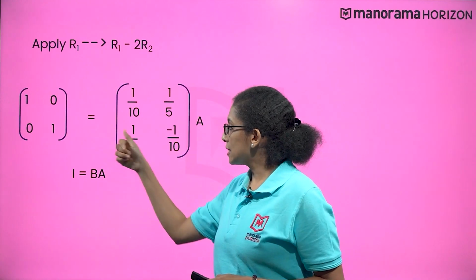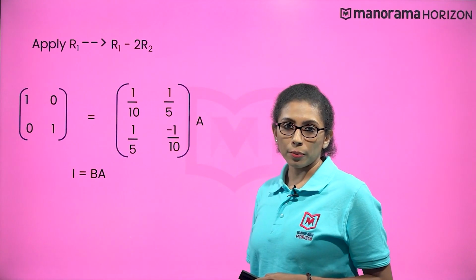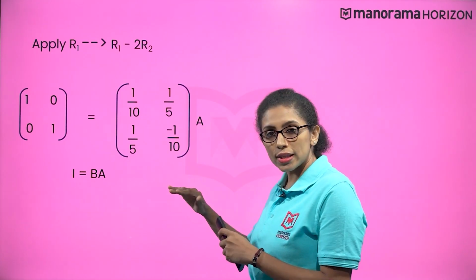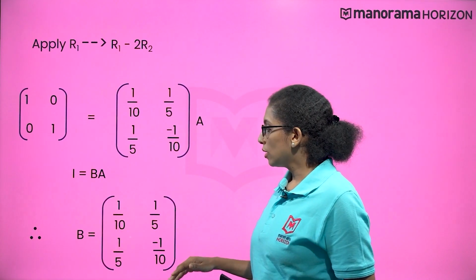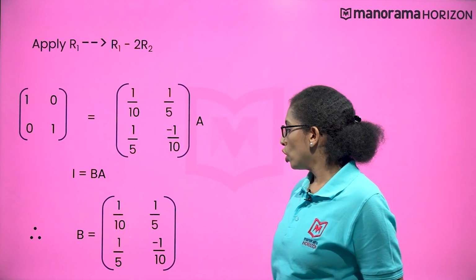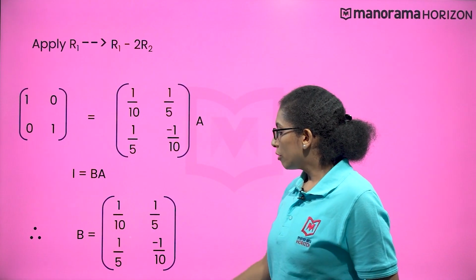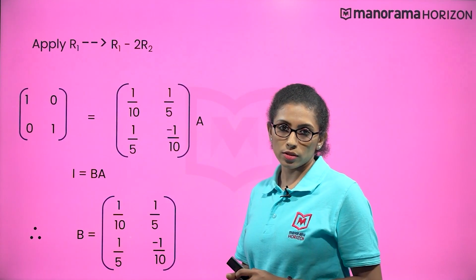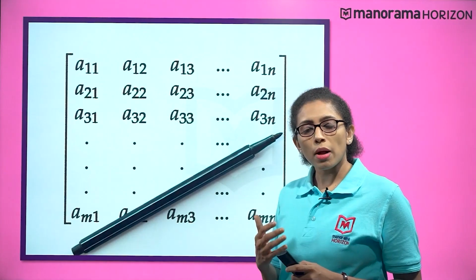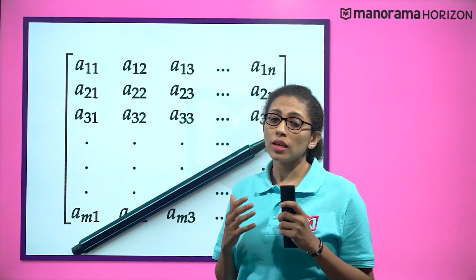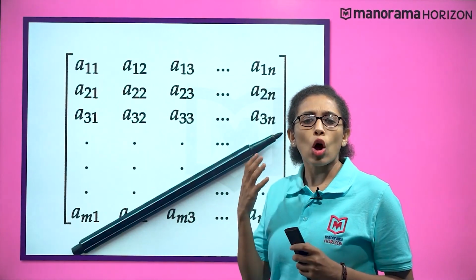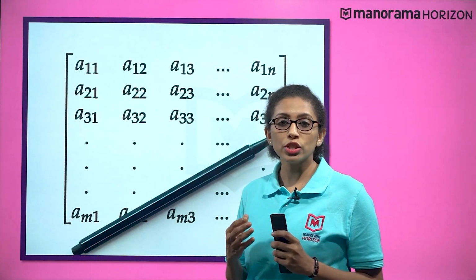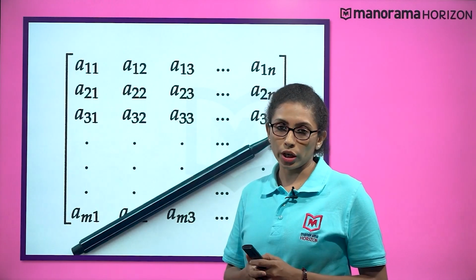Repeat, I is equal to B into A. So we can store the row operations with this step and the matrix B is equal to [1/10, 1/5; 1/5, -1/10], which is equal to the A inverse. However, determining the inverse of a matrix using elementary operations takes a long time, and there is a standard method for doing it, which we will look at in the next video.